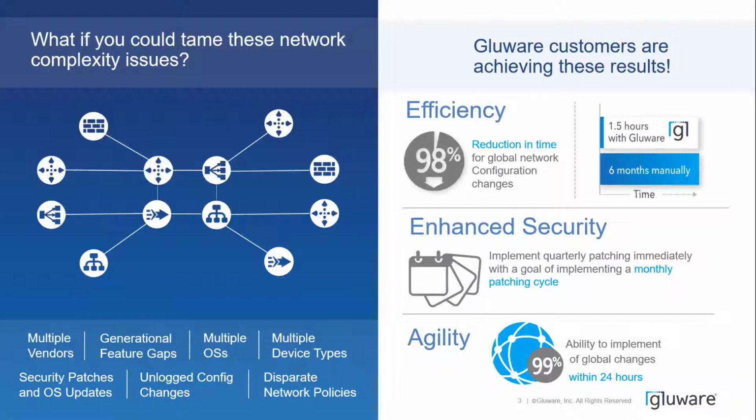So with Gluware, jumping to the punchline, with Gluware turnkey network automation, we're able to deliver efficiency, enhanced security, and agility across your network. And these are some statistics taken directly from real customer success. So things like a 98% reduction in time to deploy global changes, moving from not updating equipment in multiple years to being able to update monthly, and moving towards agility where any change request can be handled within 24 hours. And so for large organizations, that is a very rapid response when it used to be days or weeks to get to certain network changes.